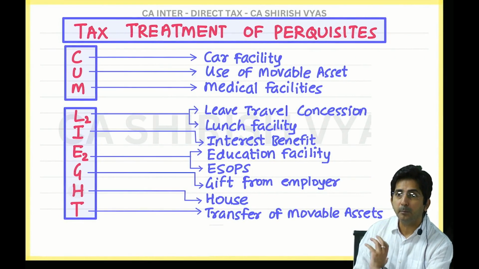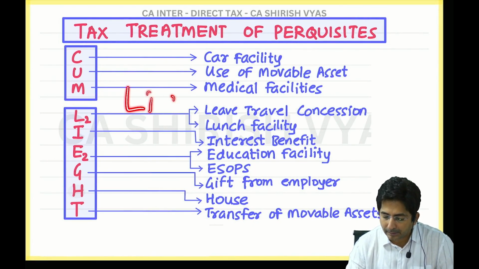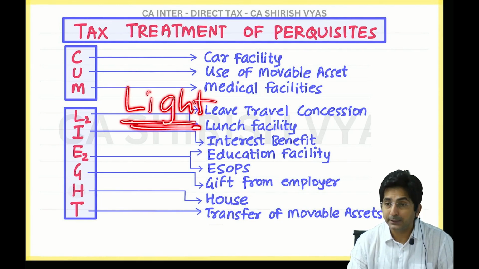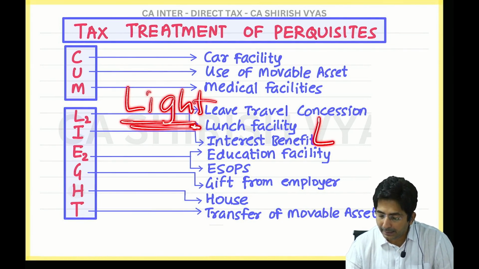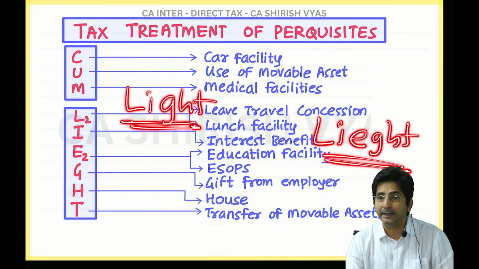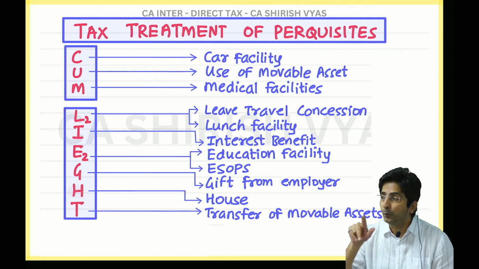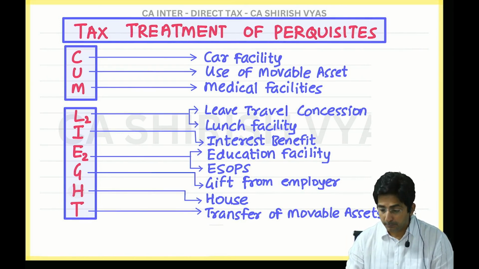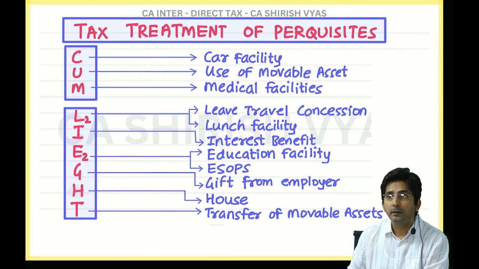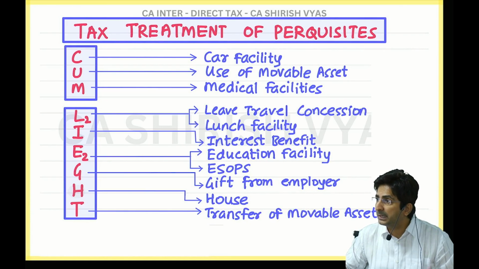My keyword is CUMLIGHT. How will you pronounce this? C-U-M, come light. Now, this is not literally that light. My spelling of light is different. L-I-E-G-H-T. That kind of light. Height, light, come light. So in CUM, M is for medical. Because ultimately you will have to remember. So whenever I say CUMLIGHT, it is a list of perquisites for which we have to understand taxable or exempt.